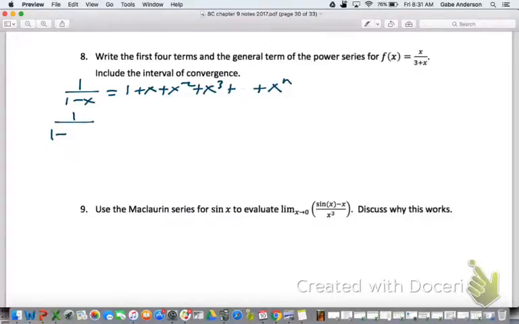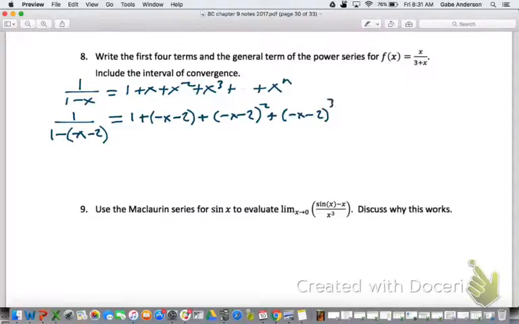1 over 1 minus negative x minus 2 was the proposal that I think is going to work. So we replace all the x's with negative x minus 2. So this would be 1 plus negative x minus 2 plus negative x minus 2 squared plus negative x minus 2 cubed plus dot dot dot plus negative x minus 2 all to the n. So we're halfway home, right? We substituted. We're in okay shape on the denominator, but the numerator is not supposed to be a 1.